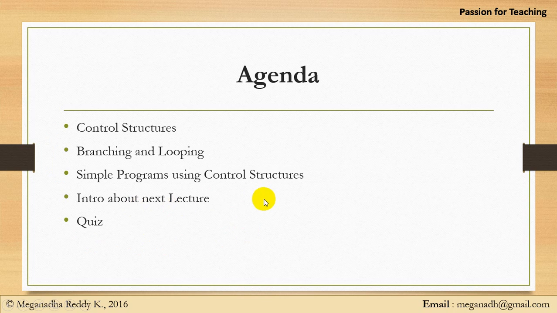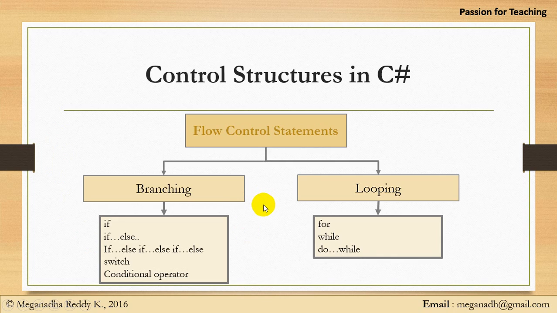So let's get started with control structures. Control structures help us write the logic, or the business flow, of an application. These are categorized into two types: branching and looping. If you want to take a decision based on multiple options, we go for branching. If you want to iterate some logic multiple times, we go for looping.